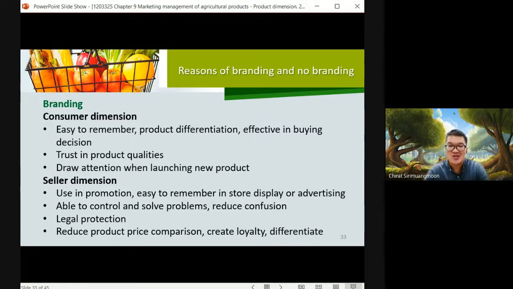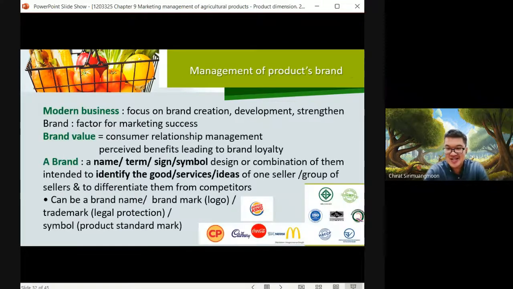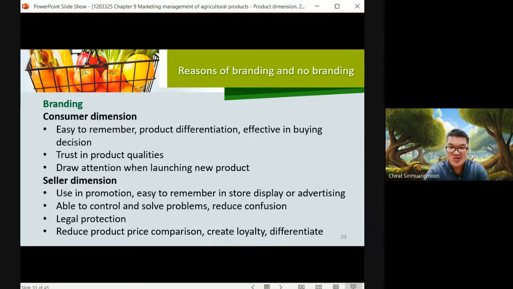So this is the consumer decision dimension. Trust about the product quality, like CP, as I just mentioned. You trust it because it has a good quality. Draw attention when launching the product. When you have a good brand, then every time you launch a new product, you will be trusted. Like the consumer will trust the product because you are loyal to the brand.